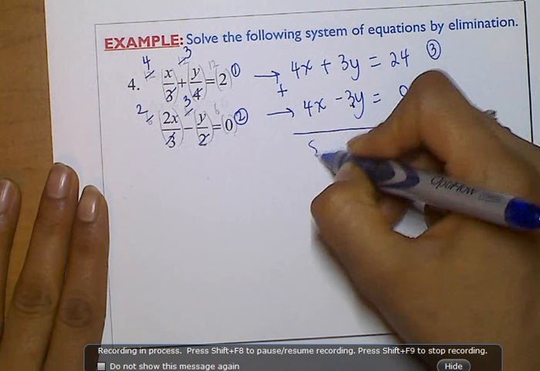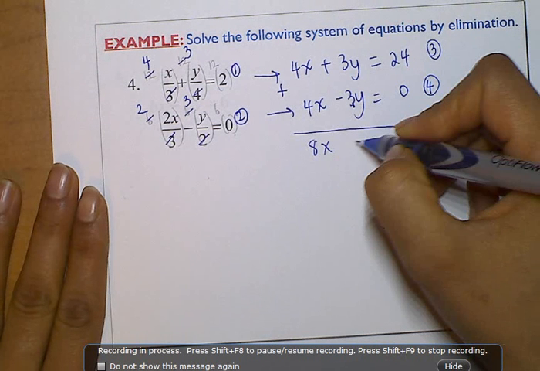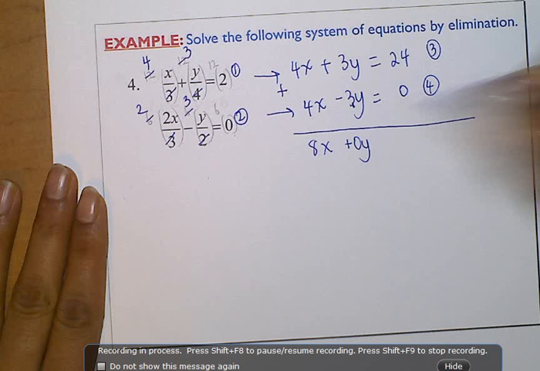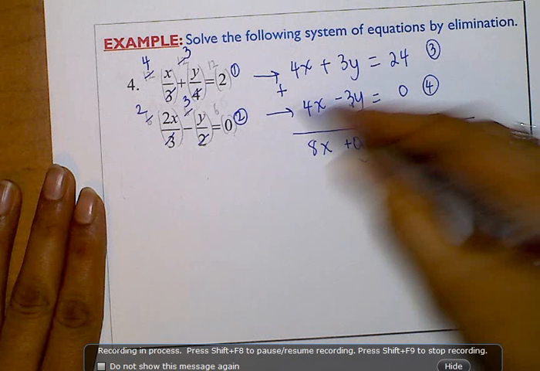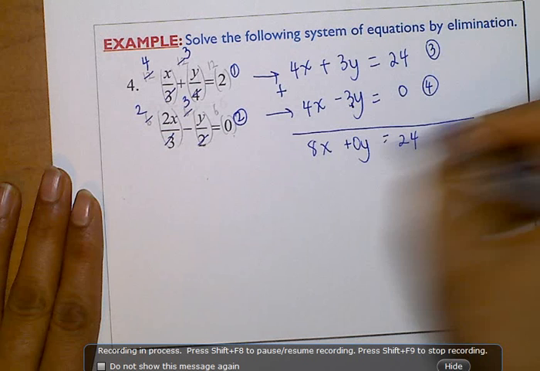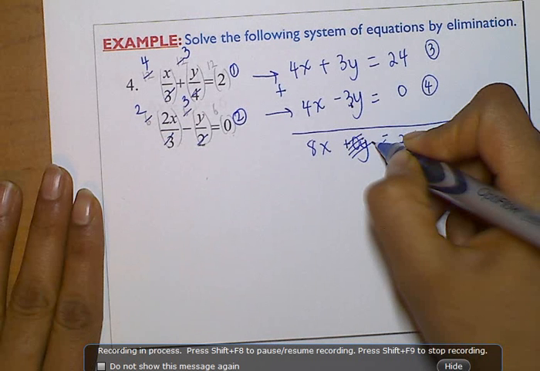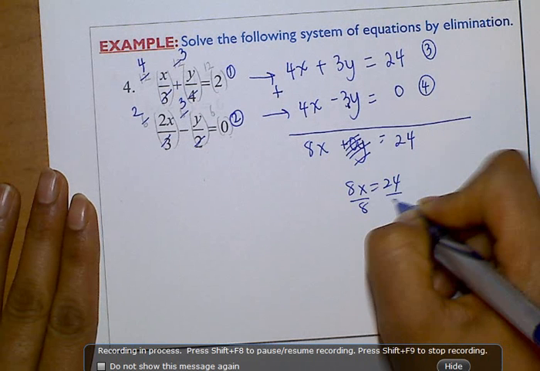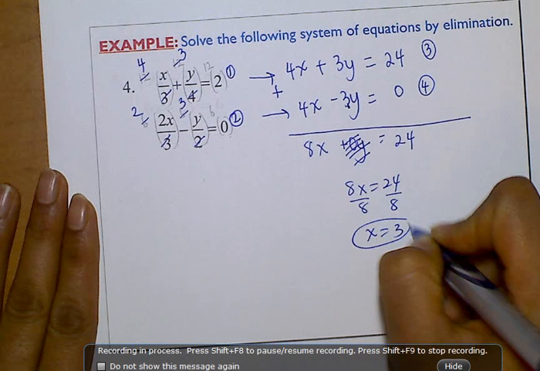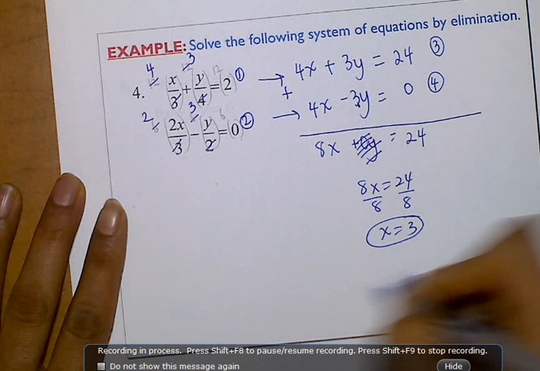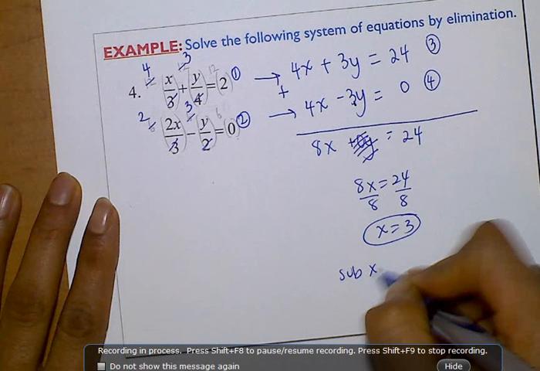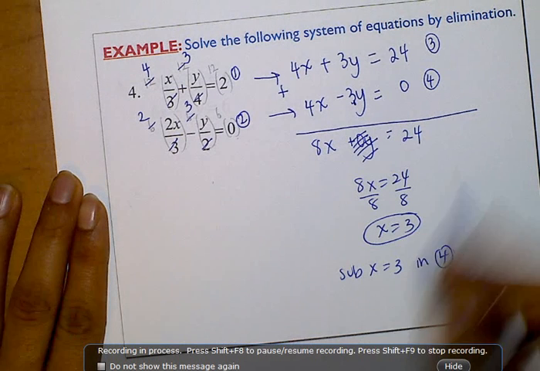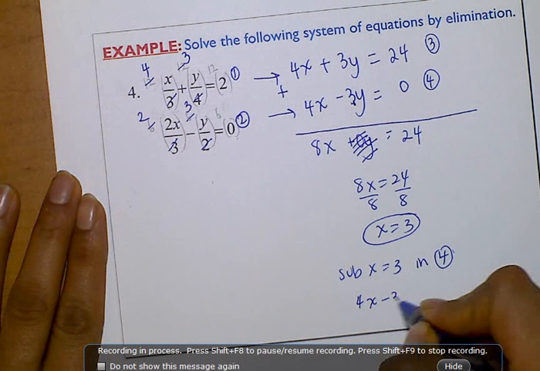4x minus 3y equals 0. Anytime I see an x, I'm going to plug in a 3. So 4 times 3 minus 3y equals 0. That's 12 minus 3y equals 0. Move the negative 3y to the other side, and I'm going to divide both sides by 3. y equals 4. So therefore, my solution, x comma y, is going to be 3 comma 4.